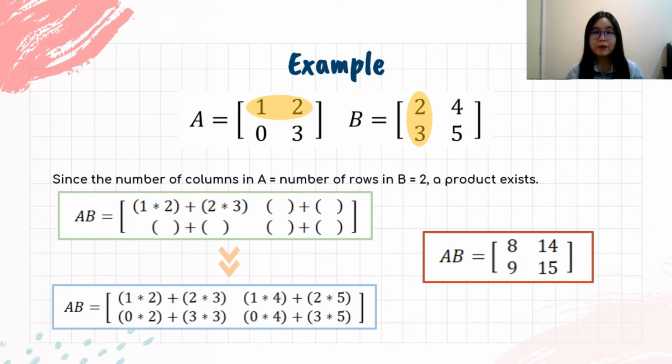Then we continue the pattern with the first row of matrix A by the second column of matrix B, and then repeat with the second row of matrix A. Thus, we get the equation shown in the blue border box, and we get the answer shown in the red border box. In short, there are also many types of matrices used in linear algebra. These three types of matrices that I mentioned are the common and basic types. That's all for my presentation. I will pass to the next presenter.